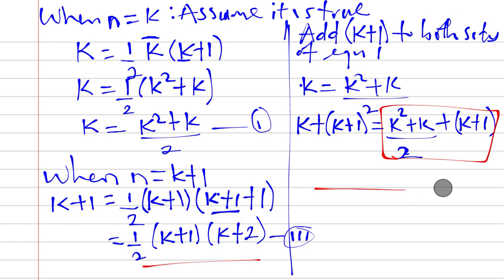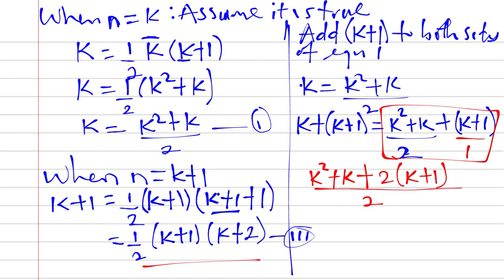What will be the LCM? The LCM will be 2. This will be K squared plus K, then plus, this is over 1, so 2 will multiply this place. So 2 into bracket K plus 1. Are you seeing that now?